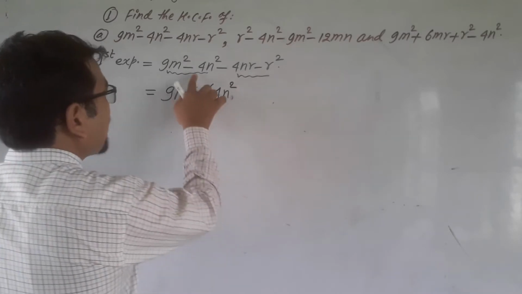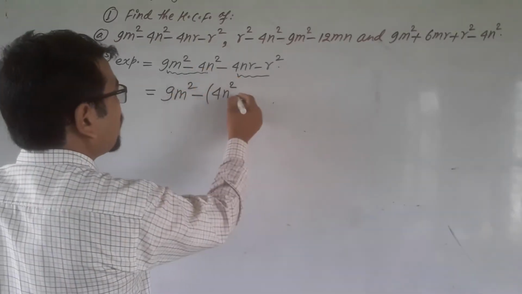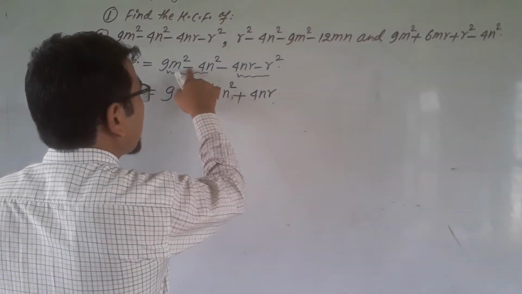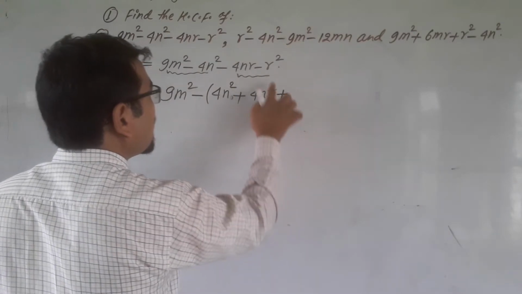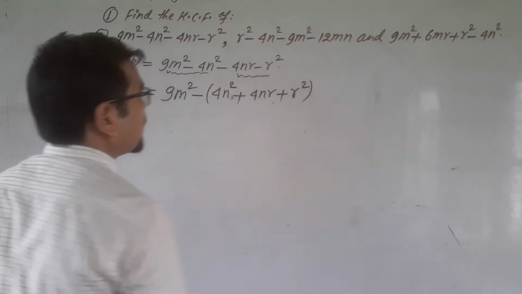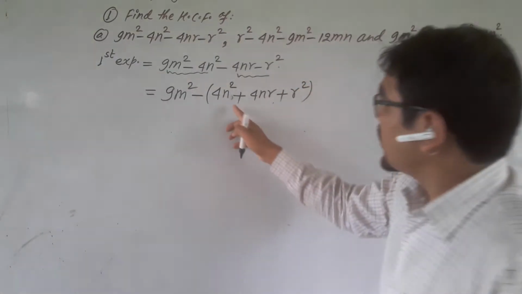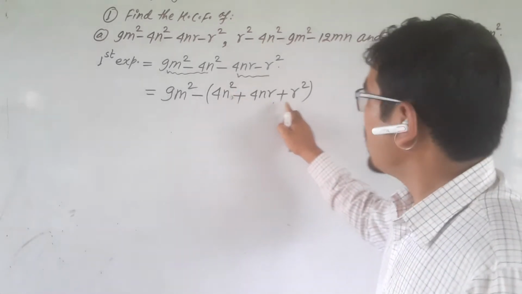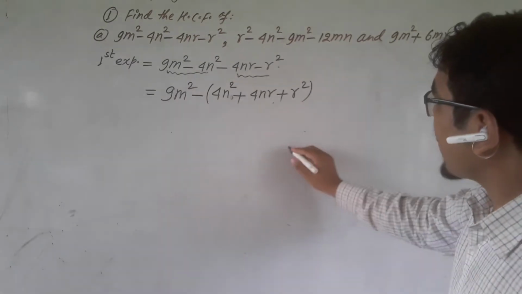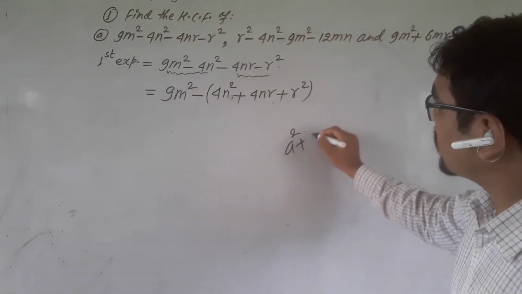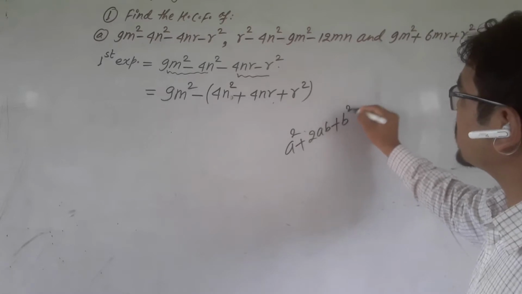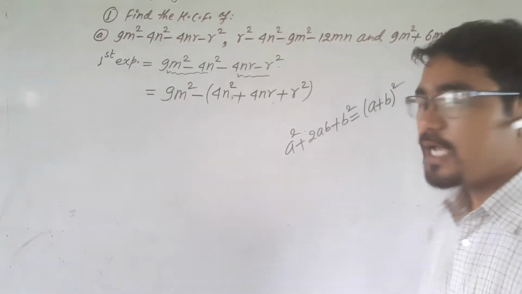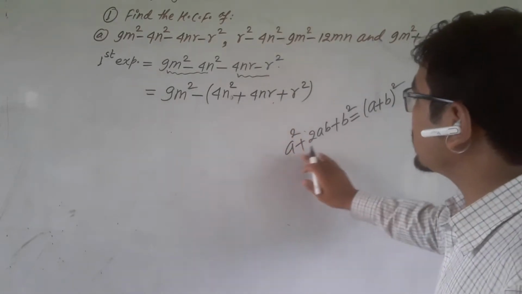We can write separately 4n square. Here minus is taken common, so minus into minus we can do plus, you know. So 4nr we can write 4nr as it is, and here also minus and minus multiply, so it becomes plus. R square we have, so r square we can put like this. So in this trinomial we have 4n square plus 4nr plus r square. This we can convert into the form of a square plus 2ab plus b square, so that it goes into the form of a plus b whole square, a perfect square. So we can convert it like this into a perfect square.